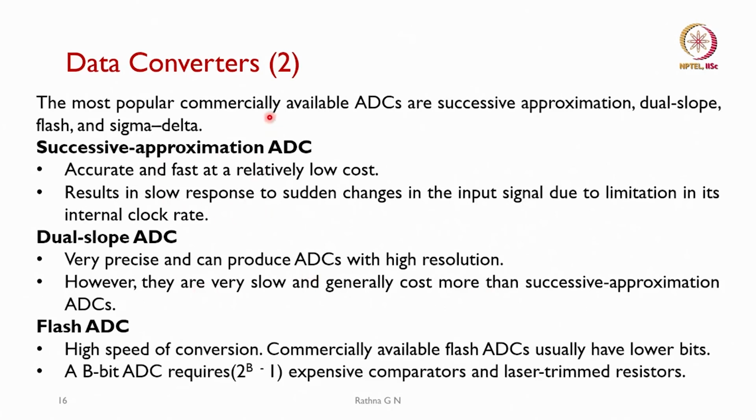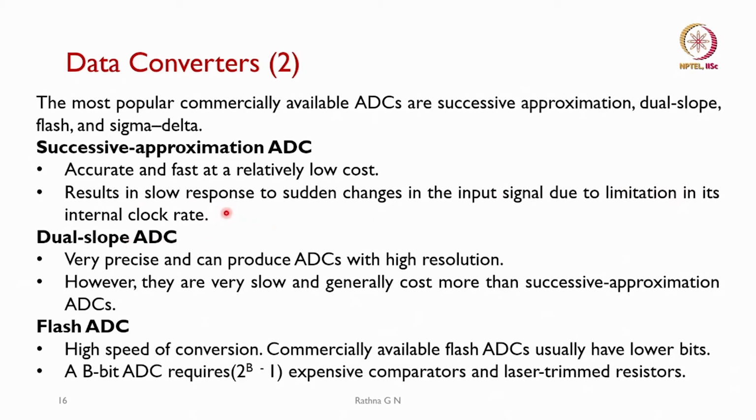Coming to the kinds of data converters available in the market, we know that some of them are successive approximation, dual slope, flash ADCs, and sigma delta converters. We will see the advantages and disadvantages of a few of them. The first one is the successive approximation ADC. We know that it is very accurate, and in the olden days we were using this type of conversion. It is fast at a relatively low cost, so it was very popular in the olden days. However, this results in a slow response to sudden changes in the input signal due to a limitation in its internal clock rate.